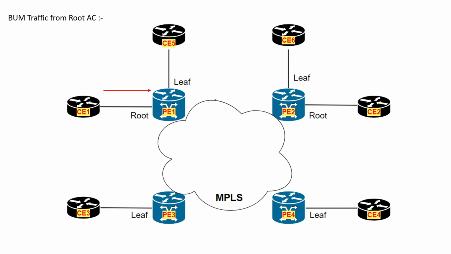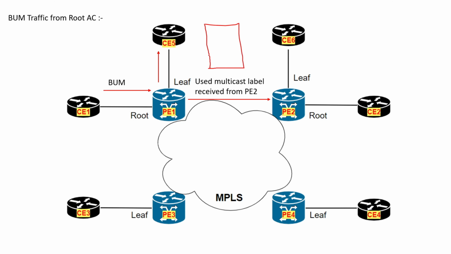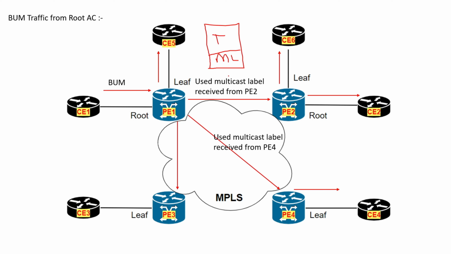So if we get the traffic from the root, obviously it is going to send it to the leaf, and to the other remote PE devices it is going to use the multicast label received from PE2. Let's say this is a frame, so it is going to use that multicast label, and the top label will be the transport label. Then PE2 will send it to the root as well as the leaf, because this BUM traffic has been received from the root. The same way, it will forward to the other PE devices based on the ingress replication from PE1, and finally the BUM traffic will reach all the leaf devices.